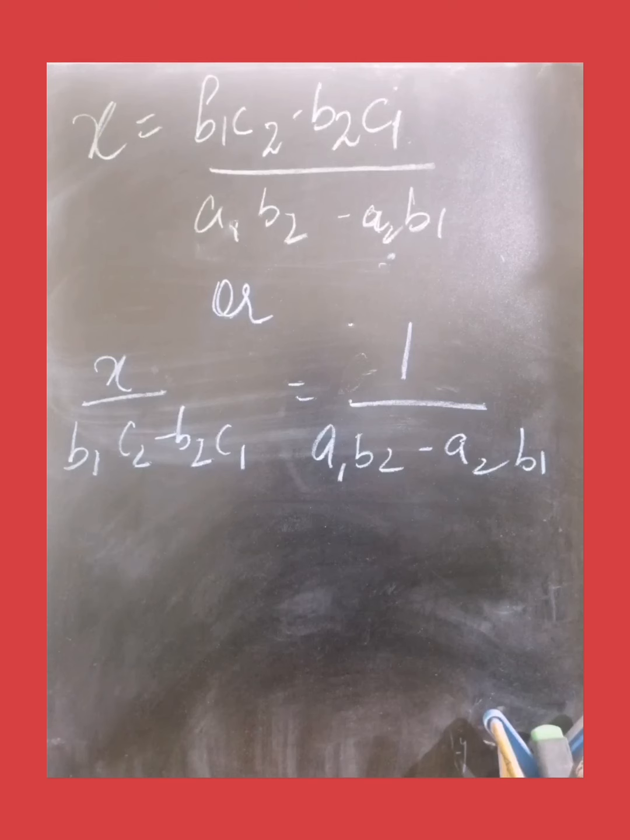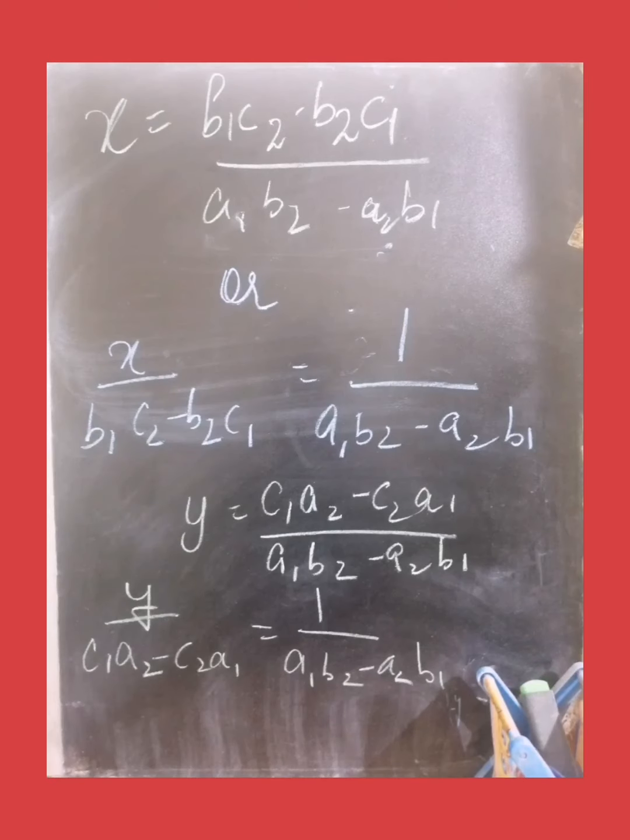You have got the value of x = (b1c2 - b2c1) upon (a1b2 - a2b1). Now you can write x upon (b1c2 - b2c1), because I have taken b1c2 - b2c1 from the multiplication to the divide side, and what remained there was 1 upon (a1b2 - a2b1). So I can write this in this way also.